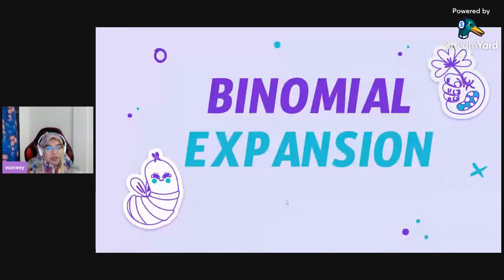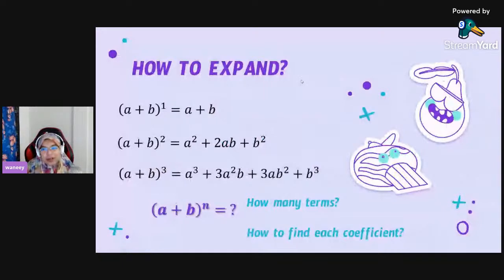Okay, so binomial expansion, how are we going to expand? This is a simple example. If let's say you have a plus b to the power of 1, so that is actually a plus b. If we have a plus b squared, so this is the formula, right? So a squared plus 2ab plus b squared.